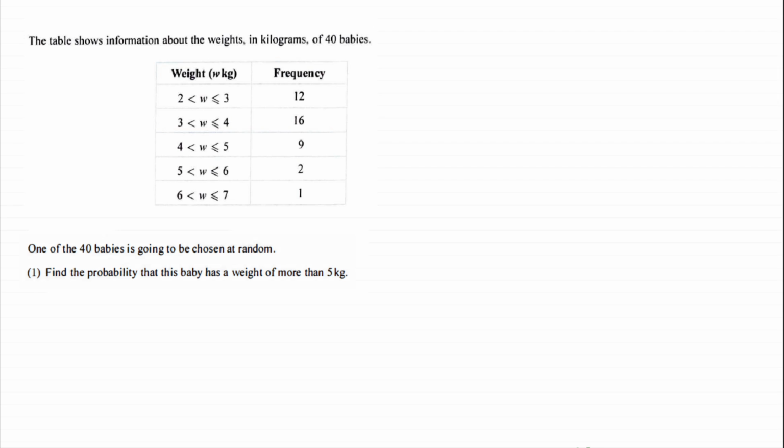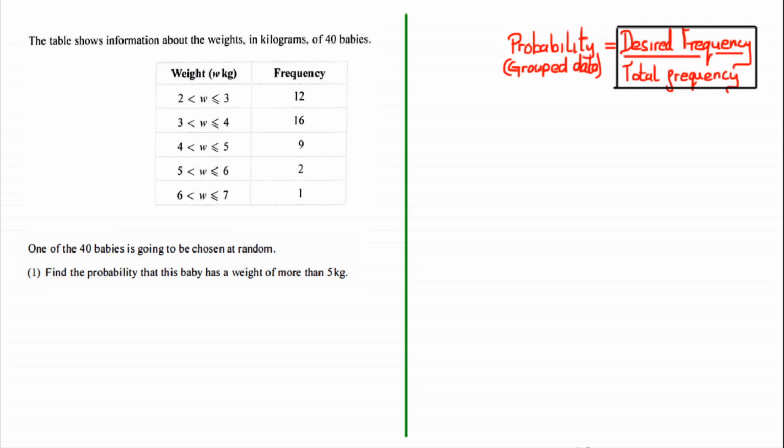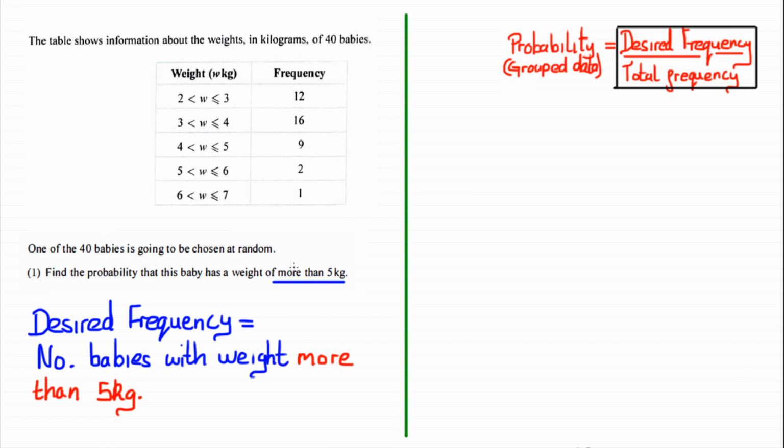Okay, so because we're dealing with a slightly different type of distribution, we need to look at a slightly different formula. It's a varied formula. It comes from the same general formula for probability, but for grouped data. So this is desired frequency divided by total frequency. Now first of all, let's define what we're looking for, the desired frequency. Looking at the question, they've asked us to calculate the probability that the baby has a weight of more than 5 kg. So in this case, it's simply going to be the number of babies with a weight more than 5 kg. That's what we're looking for.